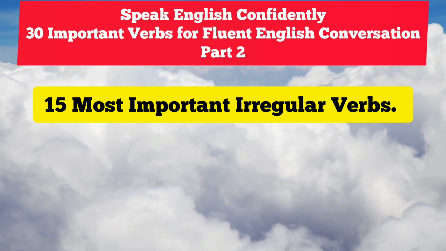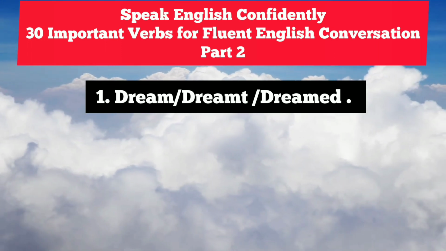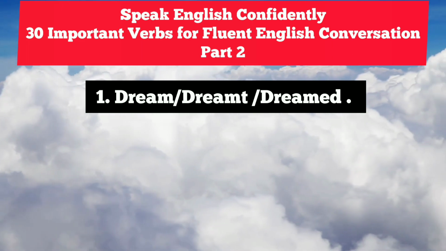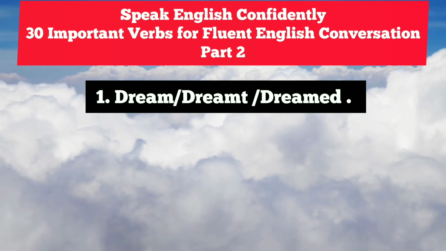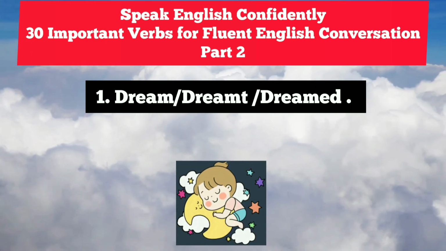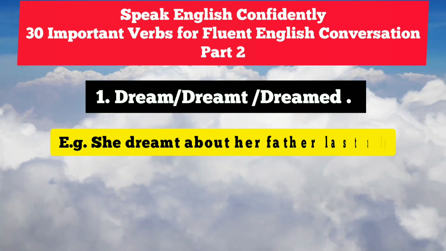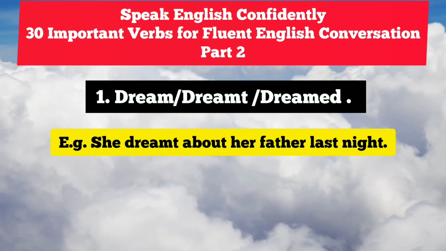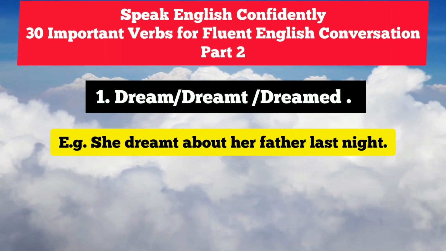So let's get started with the first verb, which you see on your screen is dream, and the past form is dreamt when you're using that as an irregular verb. And sometimes dreamed is also used, and especially in American English, it is used as a regular verb. You change it as dreamed, but I'm using it as an irregular. I'm using dreamt. So let's see how to use dreamt here. She dreamt about her father last night. That's the way to use this wonderful verb.